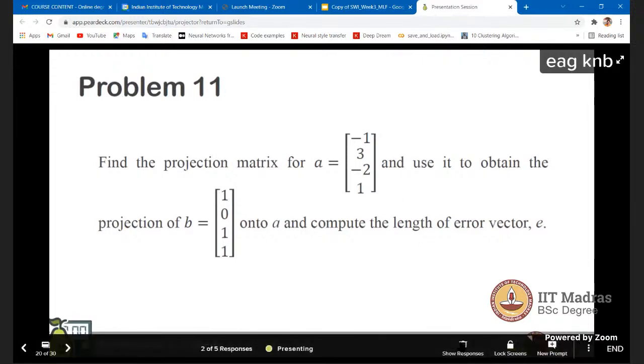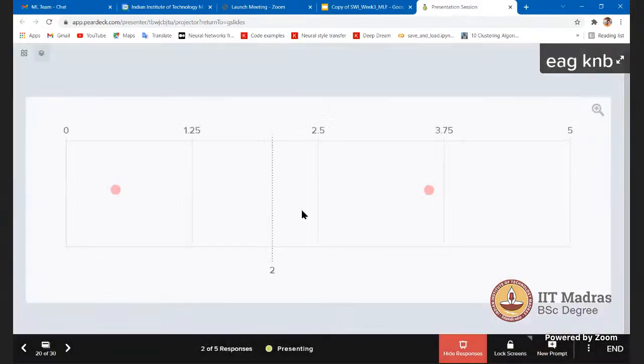Still more questions to solve. So let us see the response. Okay. So it is 0 to less than 1, more than 2.75, nearing 3. So your answer is actually 1.652. We shall see the solution.